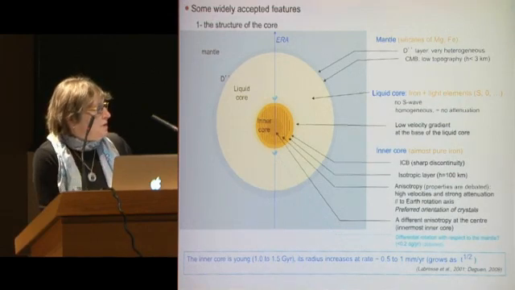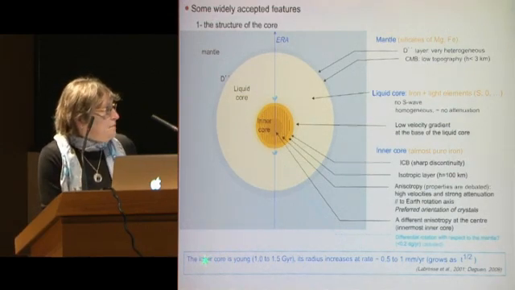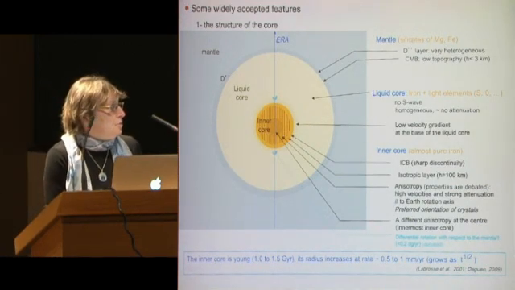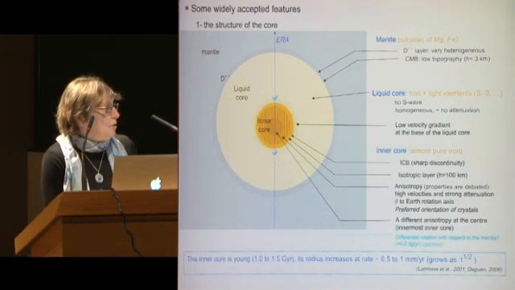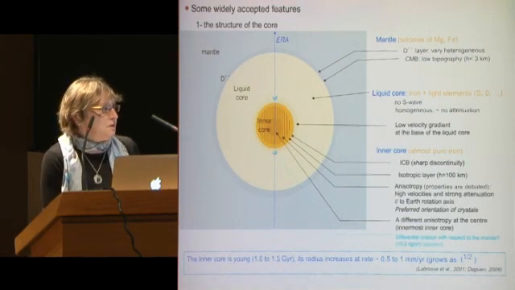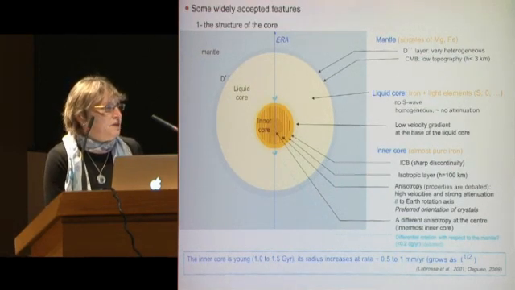And finally, but this is not information from seismology, it's information from thermodynamics, the inner core is young, probably less than 1 gigayear, or say about 1 to 1.5 gigayears, and its radius is increasing slowly at a rate of about 0.5 millimeter per year.